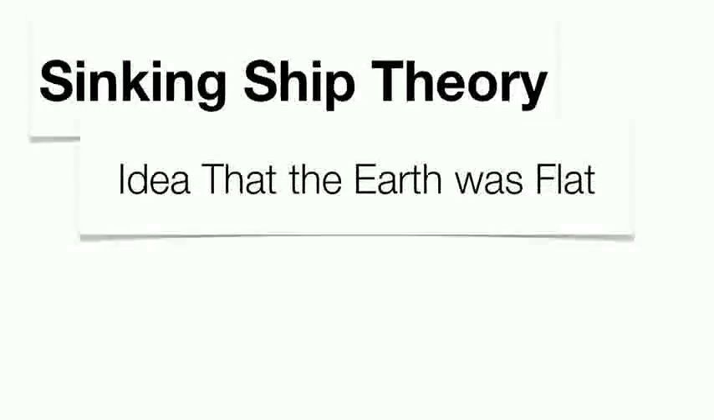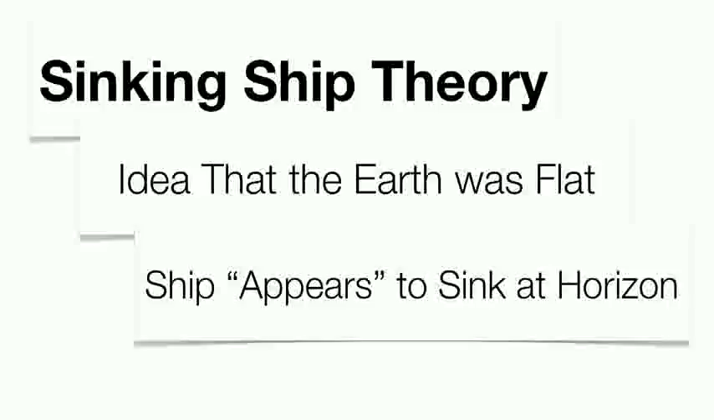Second evidence, sinking ship theory. This is kind of an ancient idea that the Earth was flat, because when sailors would take off, they'd appear to sink at the horizon. They weren't really sinking at the horizon. They weren't falling off the edge of the Earth. They were following the curvature of the planet. This is the second idea that the Earth was round.